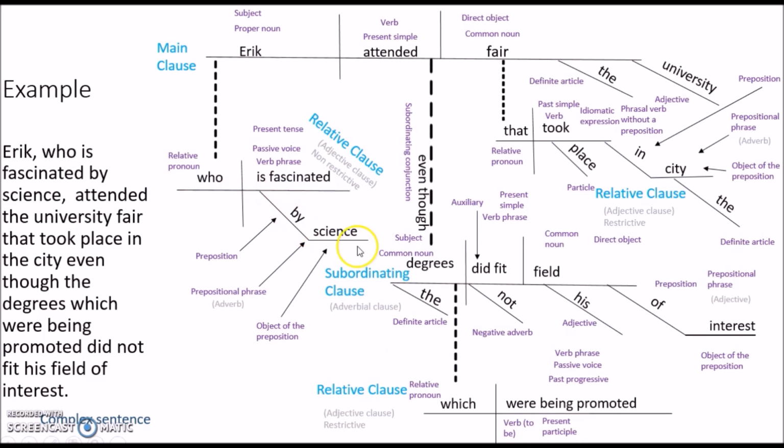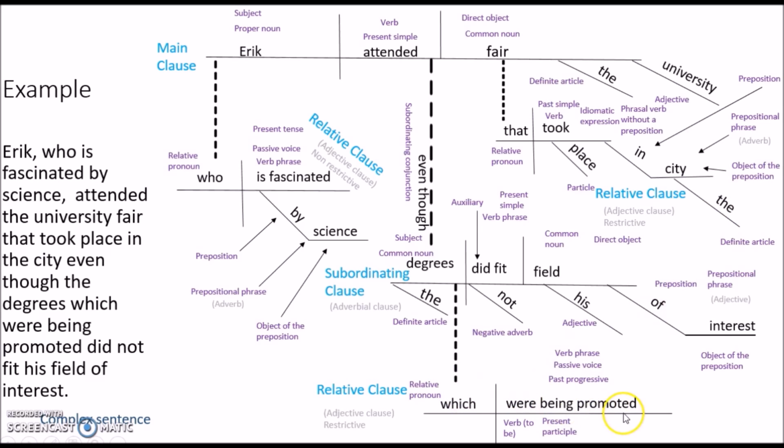Who is fascinated by science is a relative clause and it's non-restrictive. We know this because it has commas, so it's additional information about the subject. That took place in the city is a relative clause and it's restrictive. We can see that it doesn't have any commas and we need this information to know which university fair it was. It was the university fair that took place in the city.